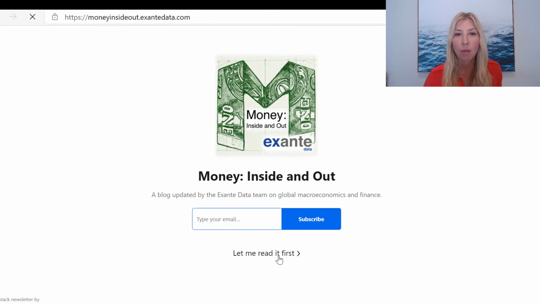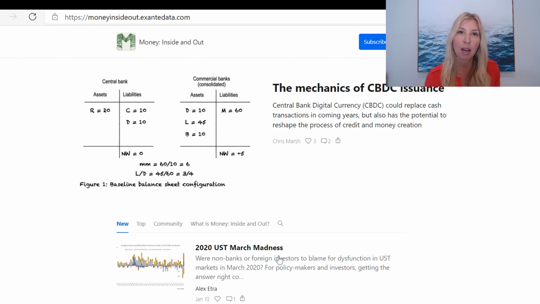If we want to take a look at what we've been doing, we just wrote a blog this week on the mechanics of central bank digital currency issuance. This was written by our senior advisor, Chris Marsh. He's also, if you remember from the start, our ECB watcher. And so it's a really interesting article. He takes you through a thought process of how central banks could include digital currencies on their balance sheets.